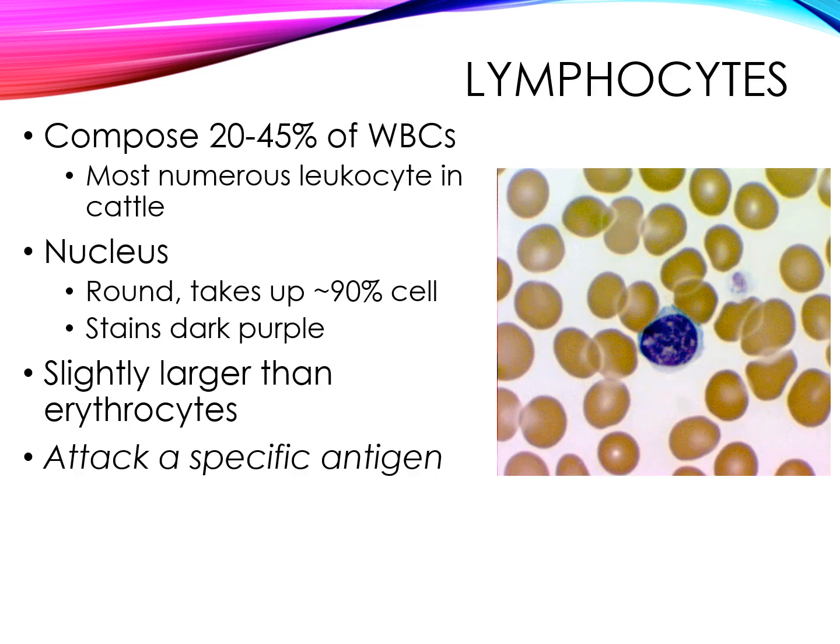Lymphocytes are agranulocytes. As you can see, the nucleus takes up about 90% of the cell, and it does stain dark blue with the basophilic dye. Lymphocytes are normally about 20 to 45% of the white blood cell count, except in cows when they're around 50%. These lymphocytes are slightly larger than the erythrocytes or red blood cells, and our lymphocytes are the cells that attack specific antigens in our bodies as antibodies.